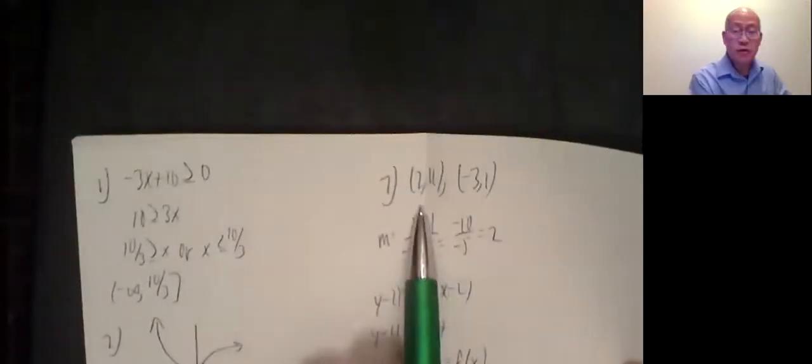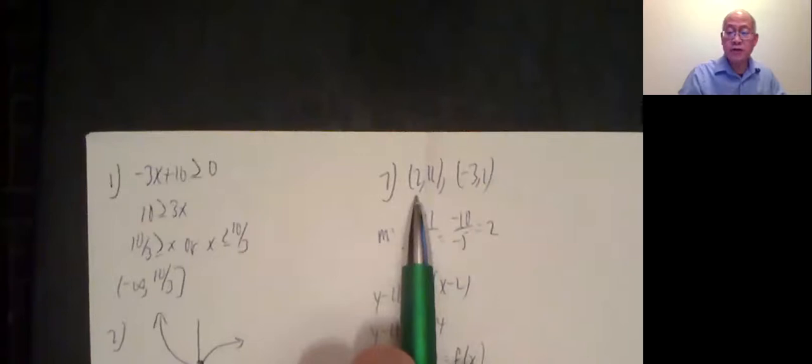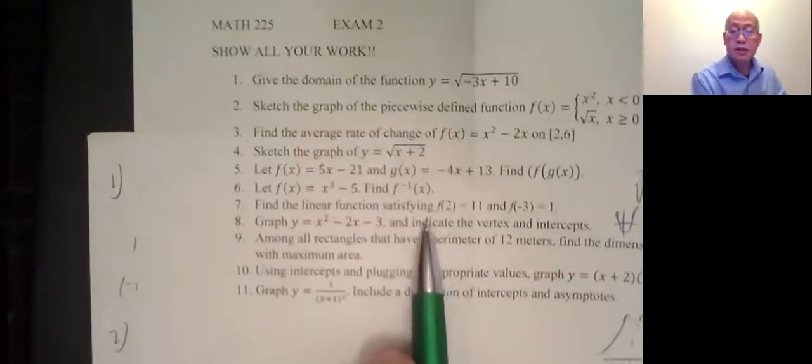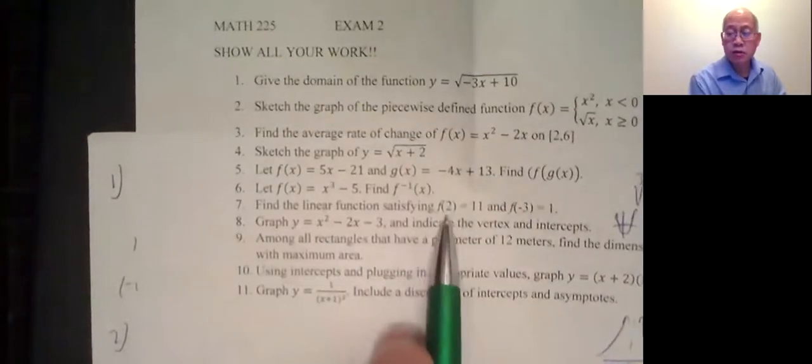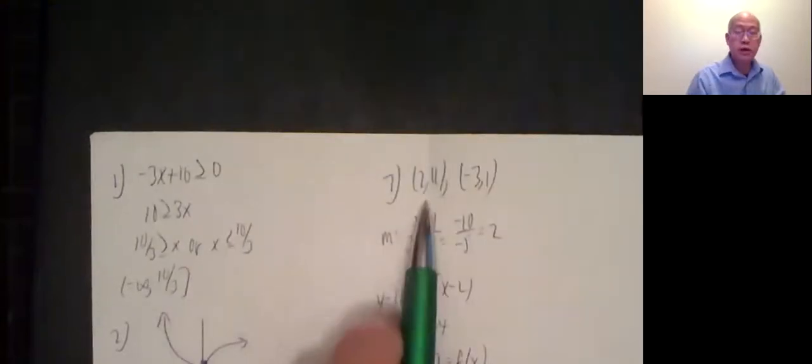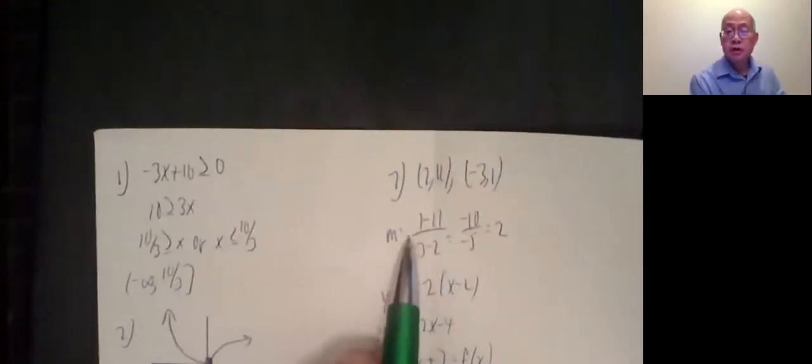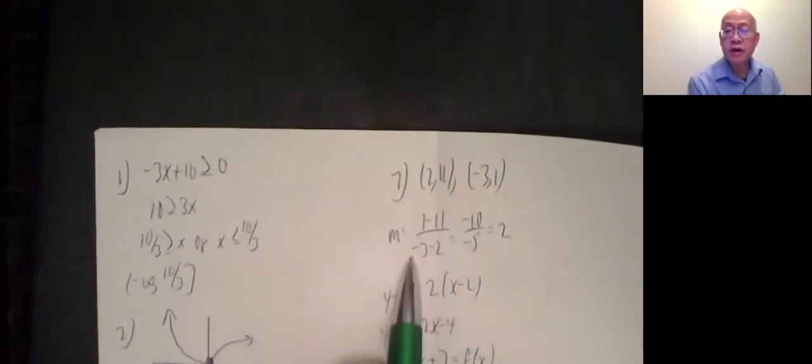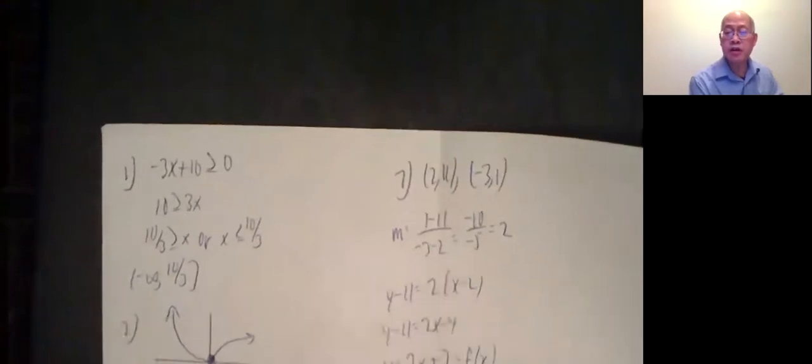Okay, 7. You're given the points 2 comma 11 and negative 3 comma 1. This language says that f goes through the points 2, 11 and negative 3, 1. So first I find the slope. 1 minus 11 divided by negative 3 minus 2. That's negative 10 over negative 5, which is 2.